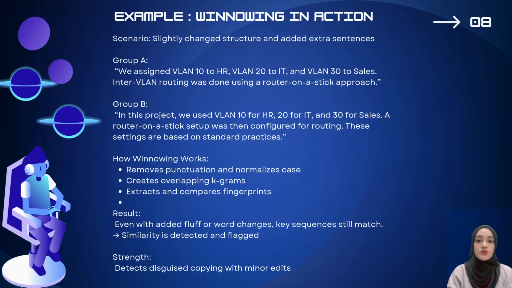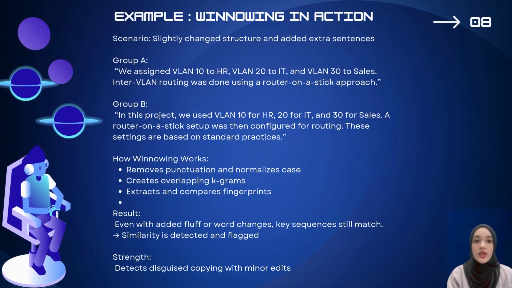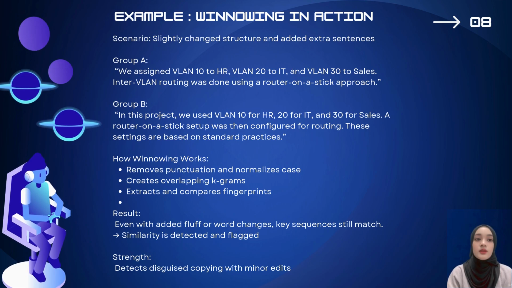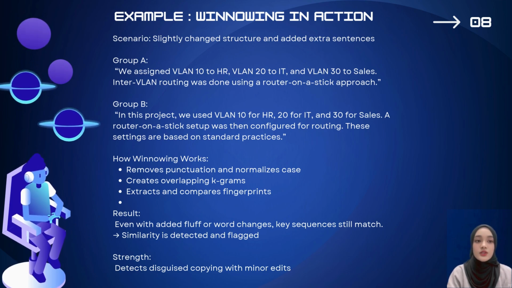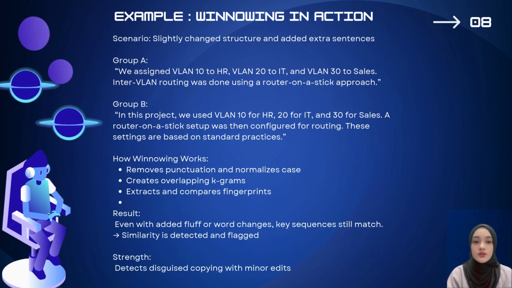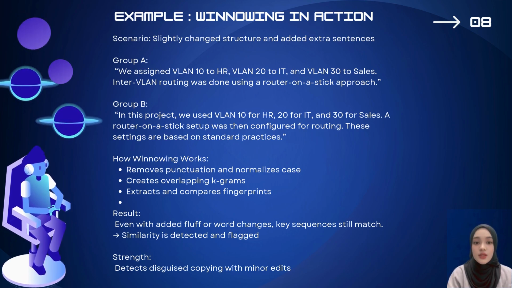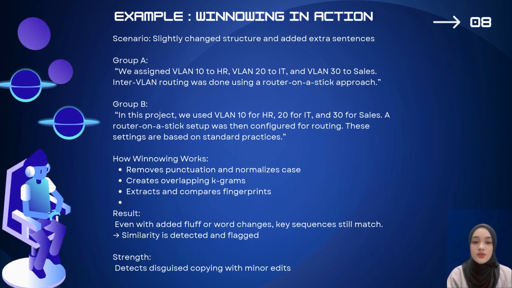Now, let me show you an example of how the winnowing algorithm works in practice. In this scenario, Group A and Group B wrote about the same networking setup, but Group B made some changes. They added an extra sentence and slightly changed the structure of the original content from Group A. Even though the wording is a bit different, the main technical parts like the VLAN assignment and the router-on-a-stick setup are still present.